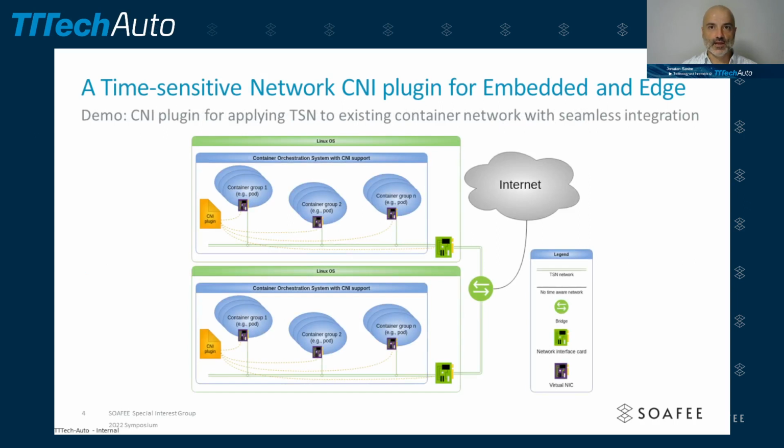In this diagram, a couple of Linux machines are represented. In each of them, a container orchestration system has been installed and several containers have been deployed and assigned to a network. Typically, container system networks create a virtual Ethernet pair and expose one end to the network namespace of the container and the other end to the network namespace of the host. So far, nothing new, except the CNI plugin at the left, in orange. This plugin configures the network stack on a per-container basis for enabling TSN.